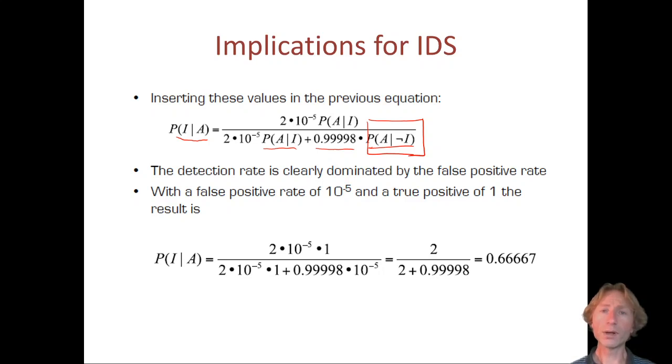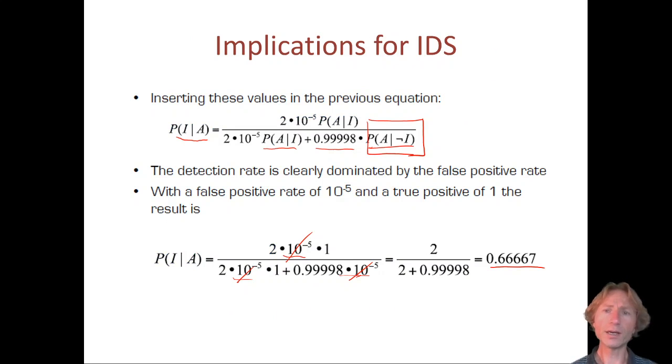Okay, and if you have a false positive rate of 10 to the power minus 5 and a true positive rate of 1, the result is 10 to the power minus 5 here, 10 to the power minus 5 here, 10 to the power minus 5 here. So all of these cancel out. So we have 2 divided by 2 plus 0.999, so close to 1. In other words, the probability of there being an intrusion, given that we raise an alarm, is only 0.67.